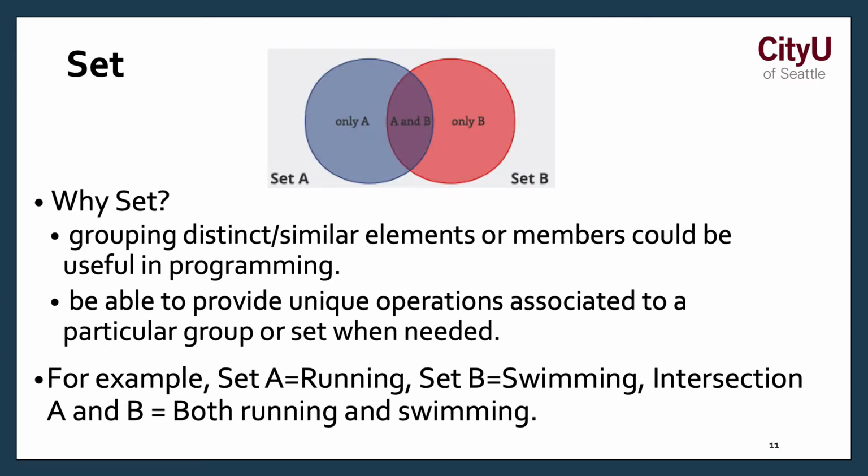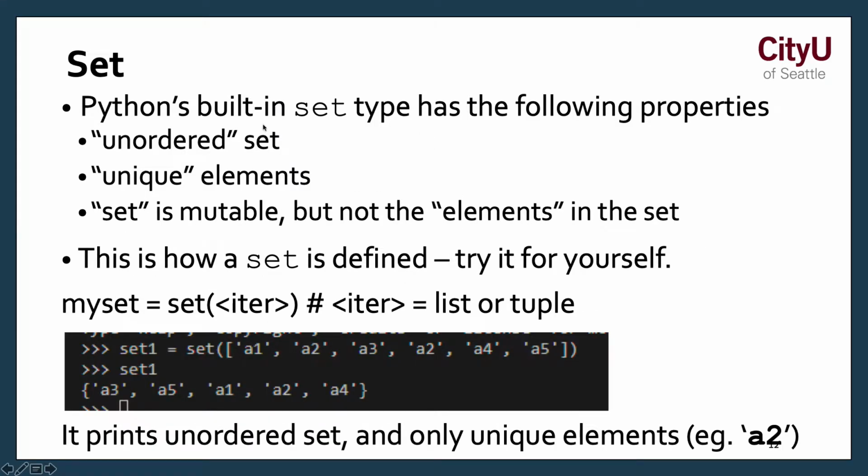So sets. One of the things about sets is that they do not have duplicates. If you've learned about Venn diagrams before, with the intersections, you can have only A, or only B, or A and B, the intersection. And with sets, the important part is that they're unordered and have unique elements.